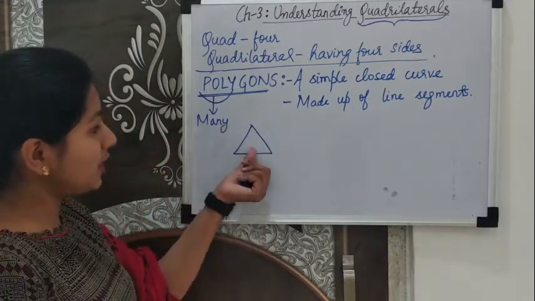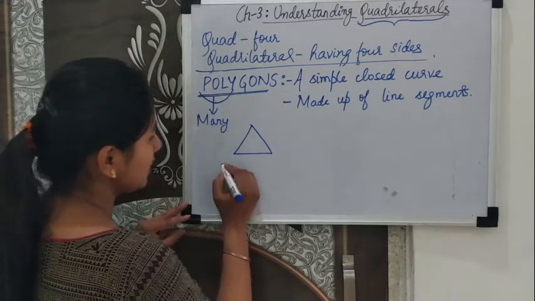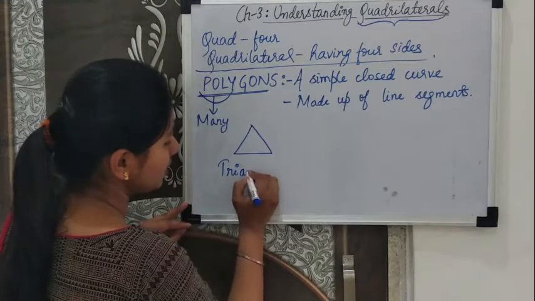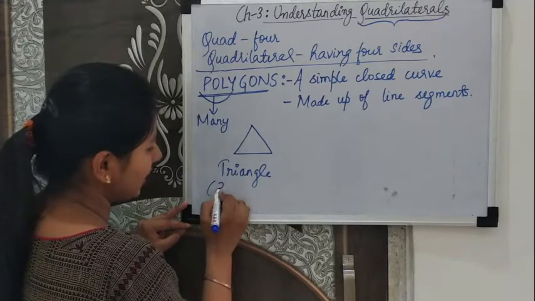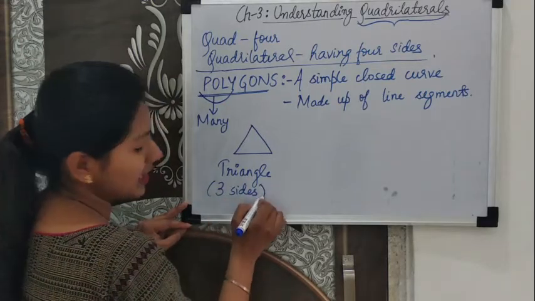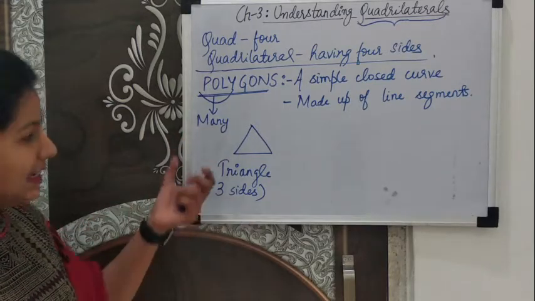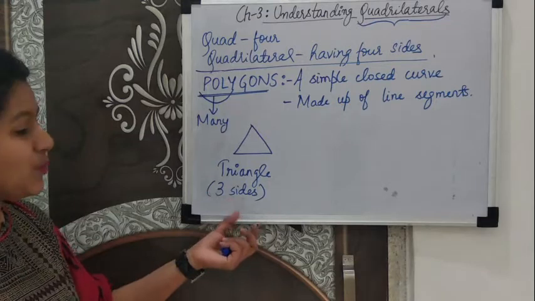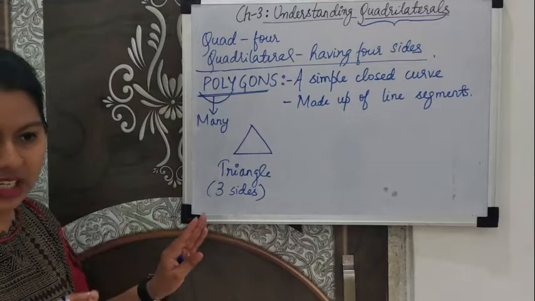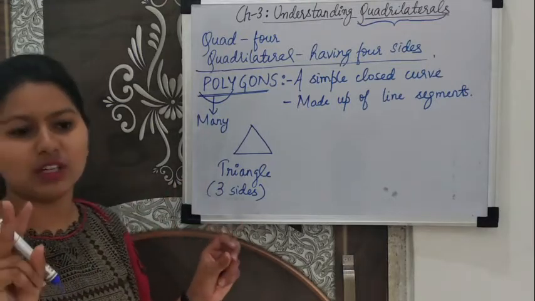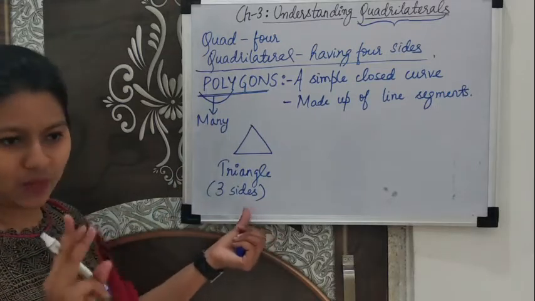So the very first polygon which is possible is, what shape do we call it? This is triangle, and triangle is a polygon which is having three sides. And this is the polygon with minimum number of sides. If we take fewer sides than this, like two sides, then it is not possible to make any polygon. There is not a polygon having only two sides. So for a polygon, the minimum number of sides should be three.